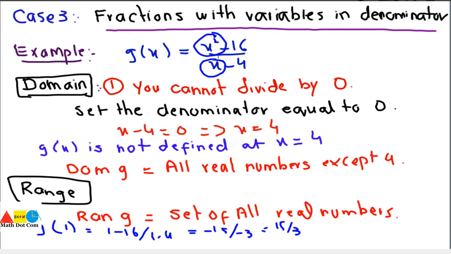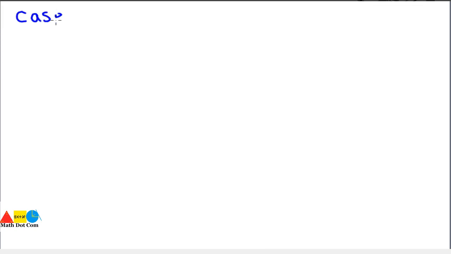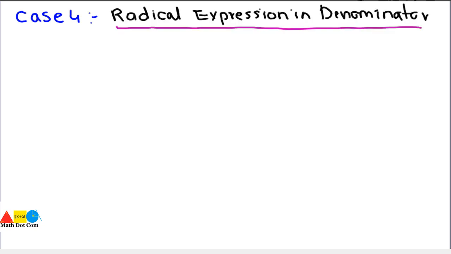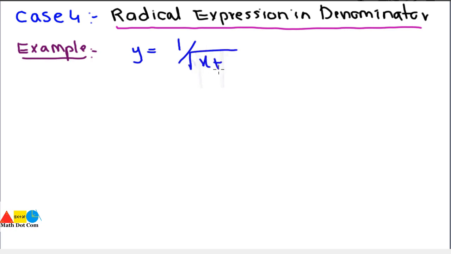So we can say that the range of this function is the set of all real numbers, that we can also get the negative as well as the positive number. So we move towards case number 4, that is the last case where we have a radical expression in the denominator. The example is y is equal to 1 divided by the square root of x plus 2.